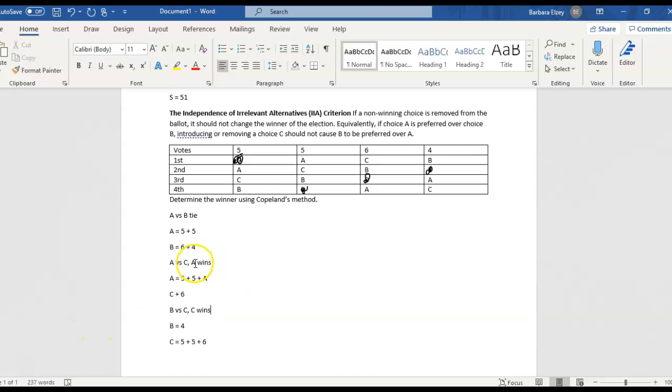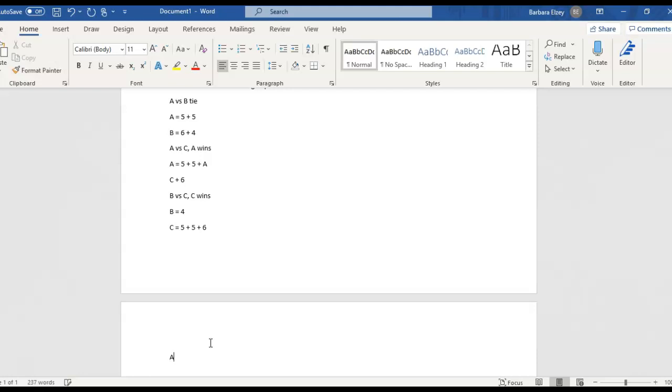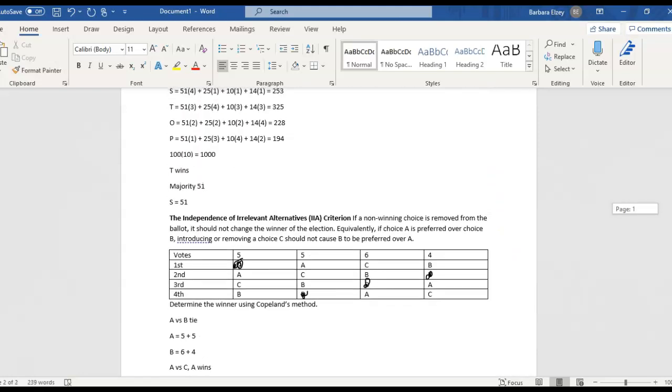Now, however, notice that A has 1.5 votes, B has a half a vote, and C has 1 point. So C did not win this time, A did. All right, so that's a violation of our independence of irrelevant alternatives criterion. We removed a losing candidate from the ballots, and somehow C didn't win anymore, A did.